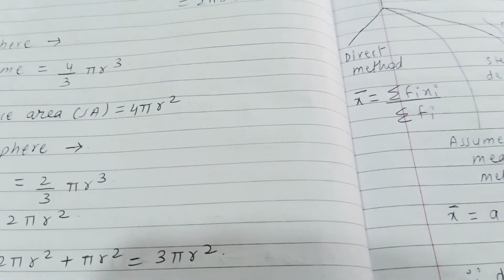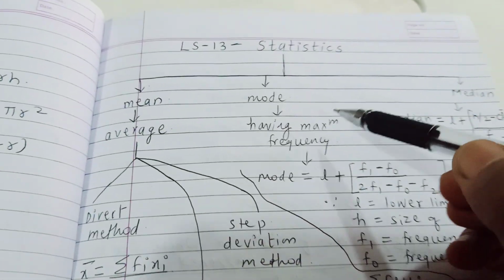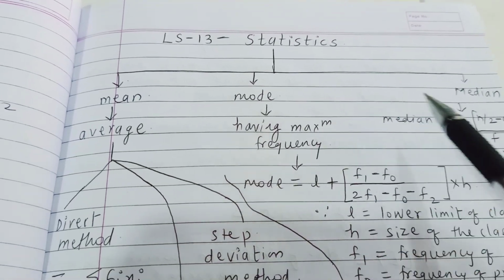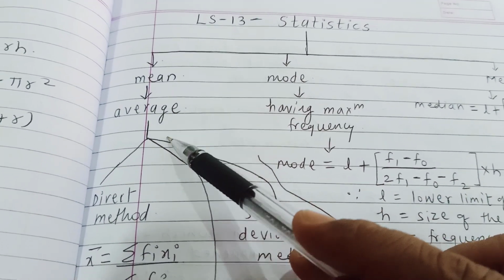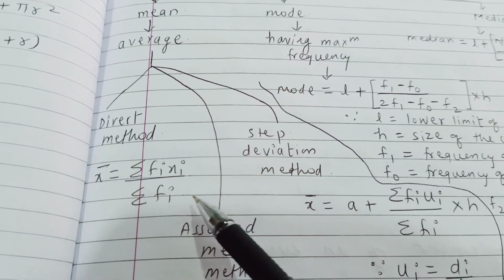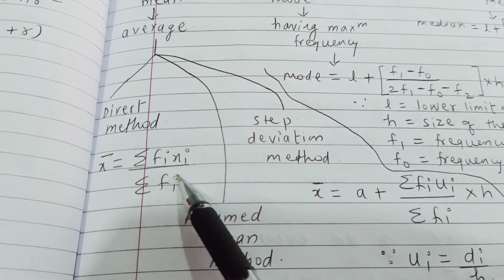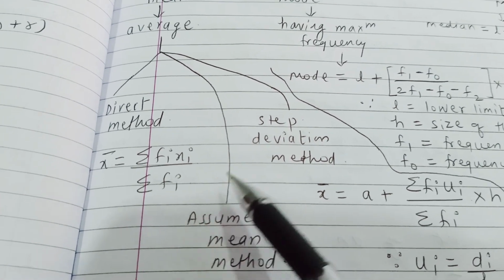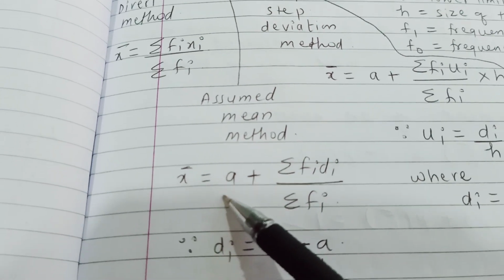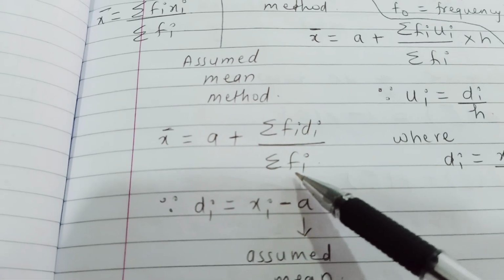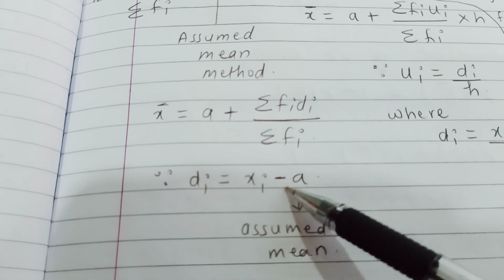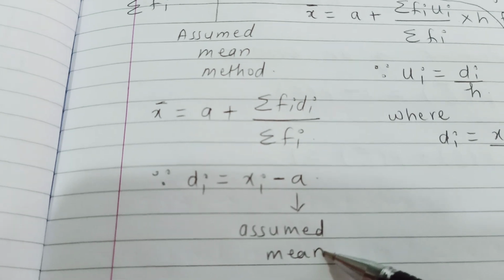Clear? Now next, that is statistics, lesson number 13. Important thing, that is mean. Mean means mean, mode and median. So now listen, mean, average. Mean means average. So average, how to find out? By direct method, we can write x̄ = Σfixi / Σfi. There will be one more method, that is assumed mean method. In this, x̄ = a + Σfidi / Σfi. So how to find out the di? Di is a deviation, xi − a, where a is the assumed mean we have taken.